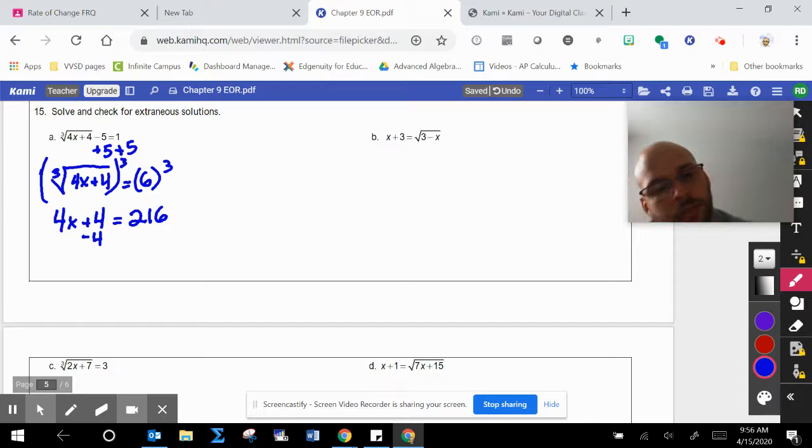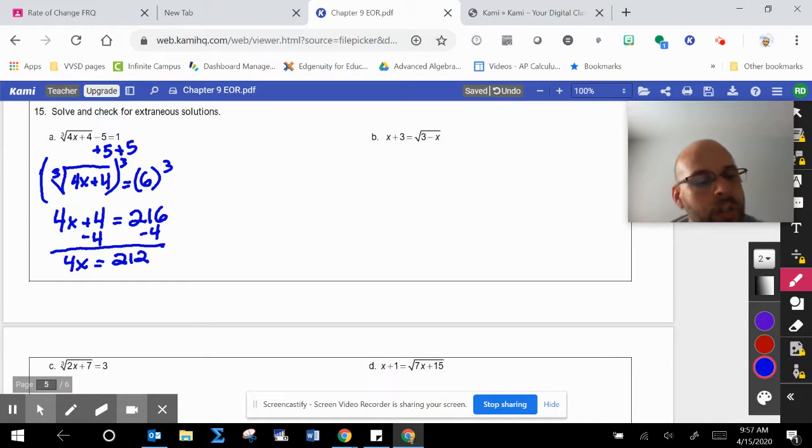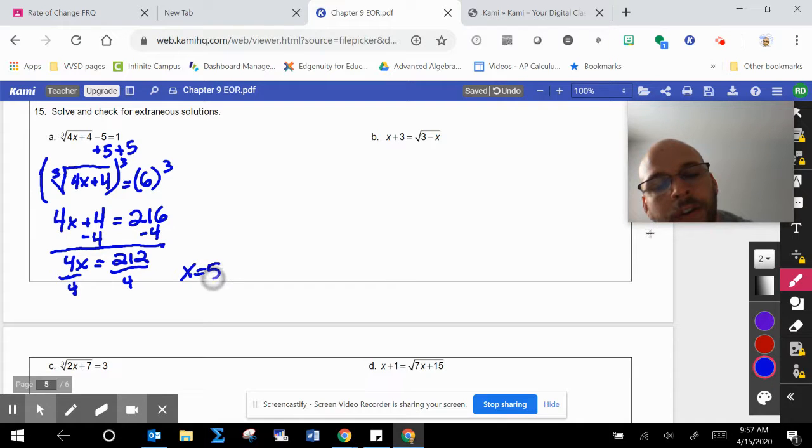Let's try to fix my pen real quick so we don't have to take these little stops. Okay, so I have 4x equals, and if you subtract 4, you get 212. Now I want to divide both sides by 4, and that should give me an answer of, again, probably using a calculator, I believe I'm going to get 53. So that would be my answer.